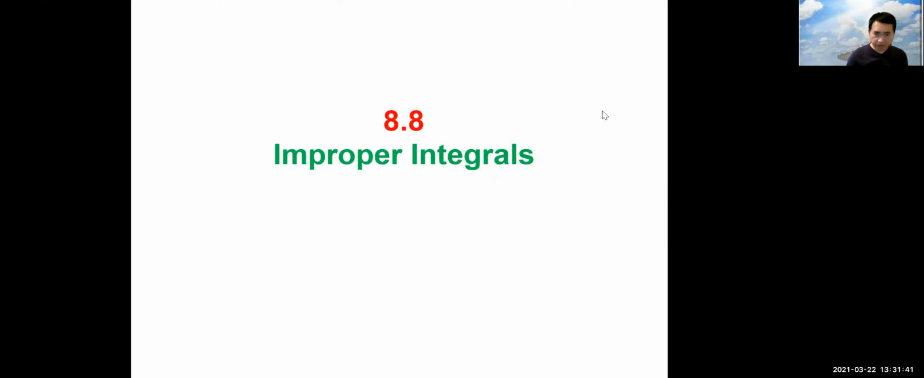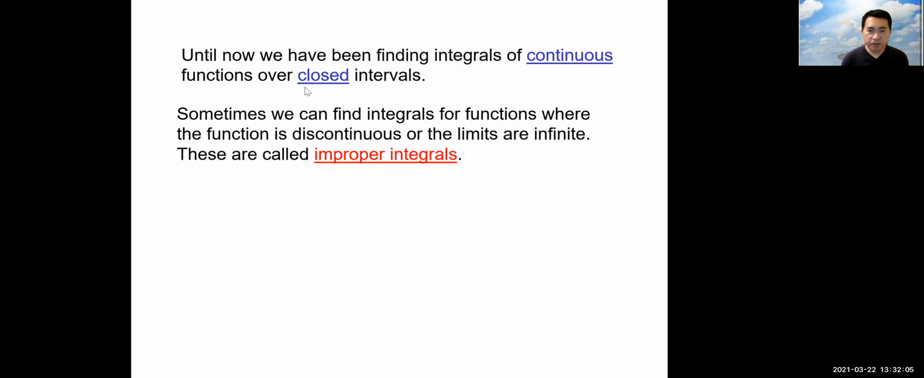This is the last section of chapter 8, improper integrals. So what's an improper integral? So far, we have learned to integrate functions, and all those integrals are called proper. If you notice, in all the integrals that we have looked at, the functions are continuous, okay?